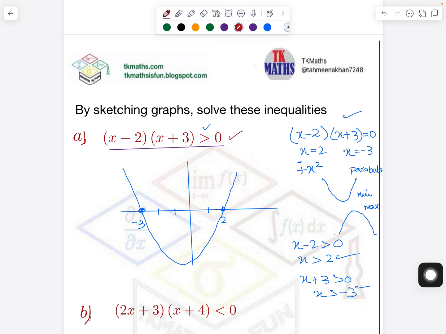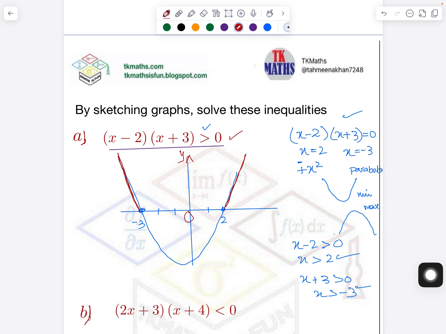So to solve this, I need to focus on the part of the curve which is above the x-axis, because on this part of the curve, the y values are positive, right? You see, positive y value. This is your origin. So for this part of the curve, you have positive y values.